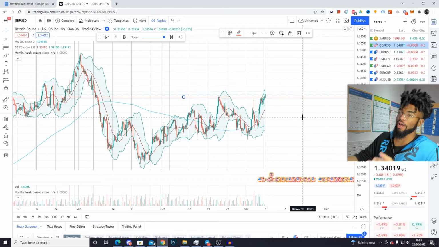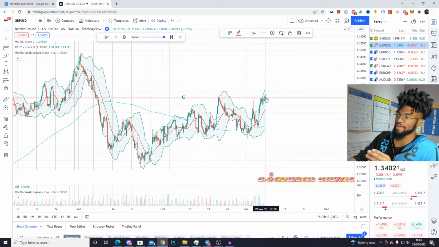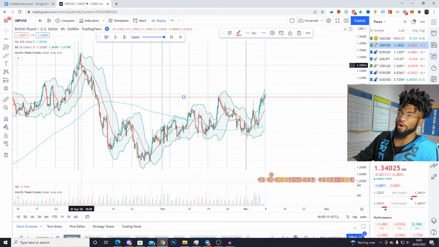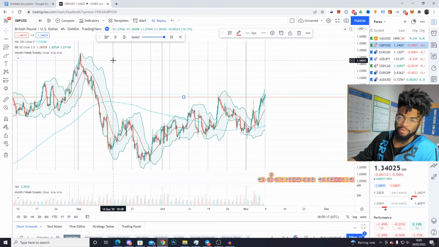And this is the point where a lot of simple traders will hop in and think, okay, I'm going to take the breakout move, maybe hope for it to run all the way up to here and then take my profits there.